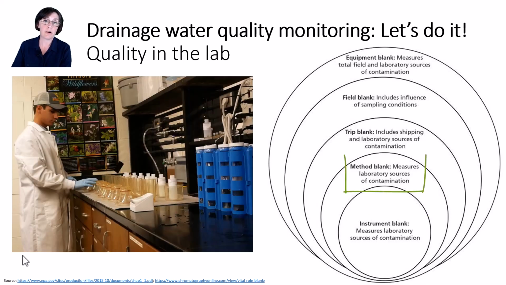If we took some high purity water in the lab and filtered it along with our other samples we had collected, and then stored that filtered blank along with other samples prior to analysis, that would indicate to us any sources of laboratory or method contamination.